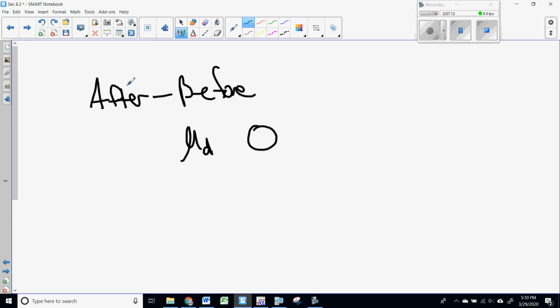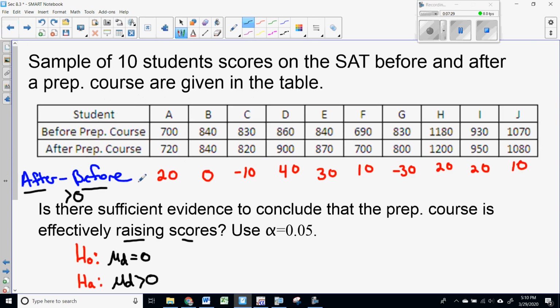Well, if you're on a diet, after should be less. So when you subtract after minus before, in that case, it would be less than 0, because on a diet the after should go down. In this case, this is a prep course. The after should go up, so we have greater than 0. So there's lots of different ways you could do it.